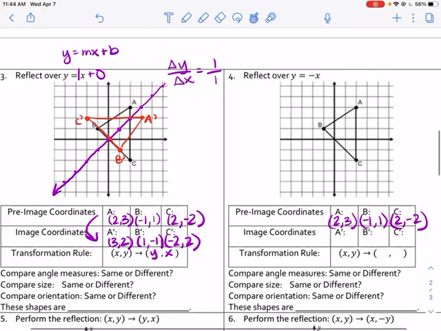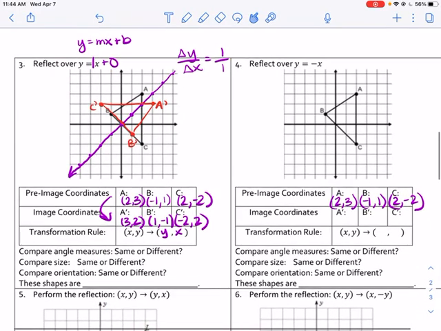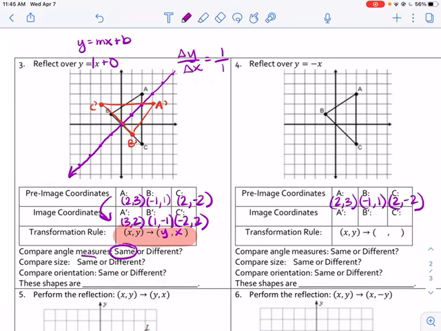That might be helpful to use, especially if you're told to reflect over y equals x, and it's really hard to visualize reflecting over y equals x. You now know that all you have to do is swap the coordinates. And this is going to be the same as before: same angle measures, same size, different orientation.